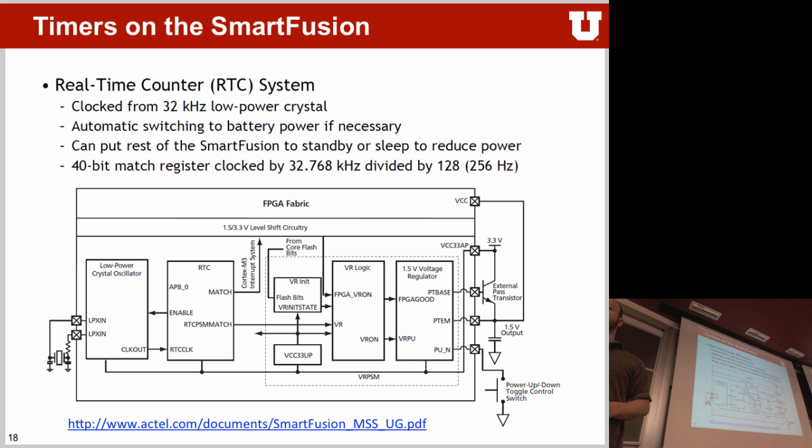The Smart Fusion has a couple of other timers. One of them is called the real-time counter, or RTC system. This is the counter that's actually hooked up to the 32 kilohertz clock crystal. It's a low frequency clock. It has 40 bits of a match register, and it can have a divider of up to 128. So the lowest frequency you can count at is 256 hertz. So you can generate with this RTC an interrupt every very long interval because it has 40 bits, so it's a high number that it can have.